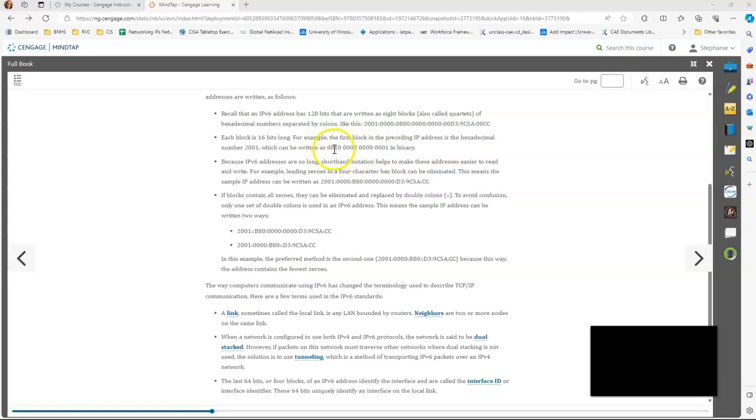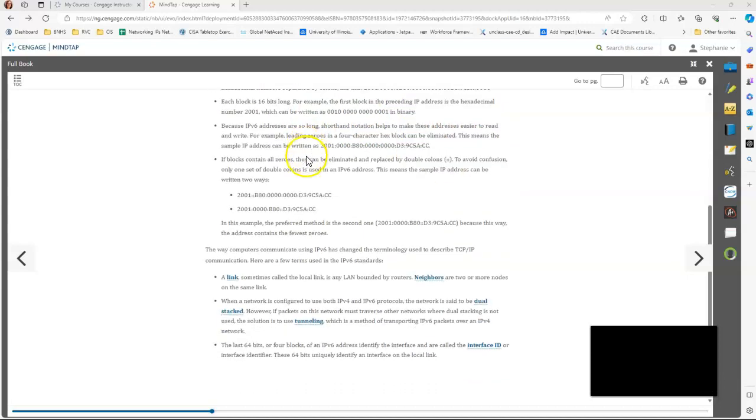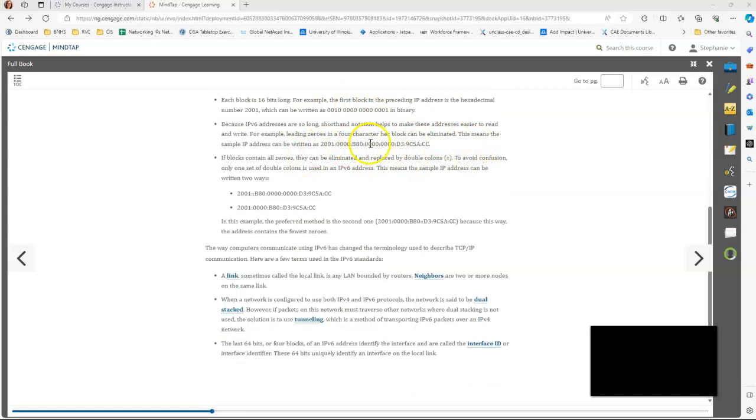So it's 4 binary numbers per hex digit, and the block is 16 bits long. So each one of these in binary is 16 bits long. It's a lot because it's 128 bits total. But that means that we can actually give out more numbers, right? They're so long that we need shorthand notation. So we're going to go through how to shorten those numbers as well.